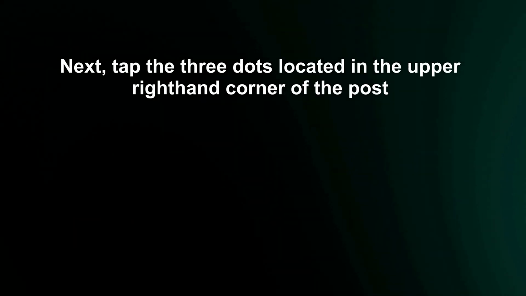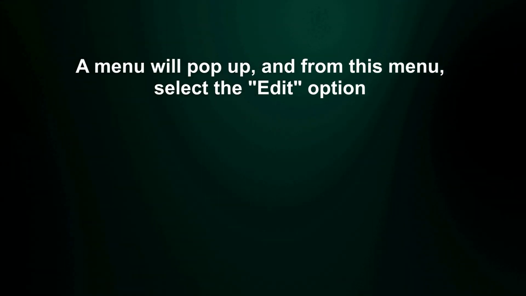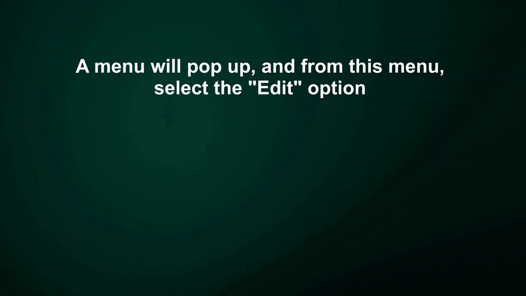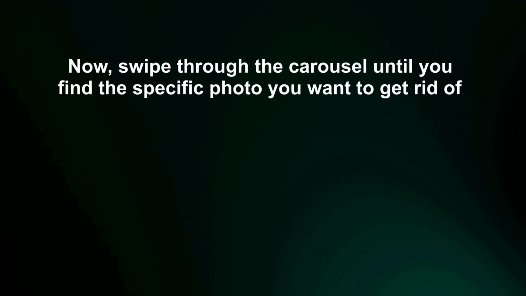Next, tap the three dots located in the upper right-hand corner of the post. A menu will pop up, and from this menu, select the edit option. Now, swipe through the carousel until you find the specific photo you want to get rid of.